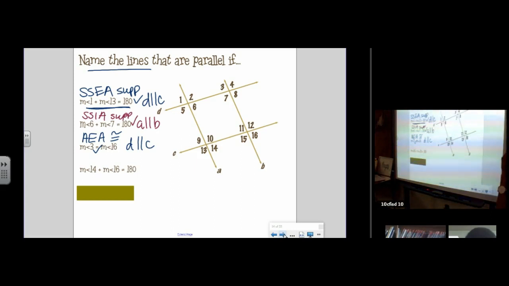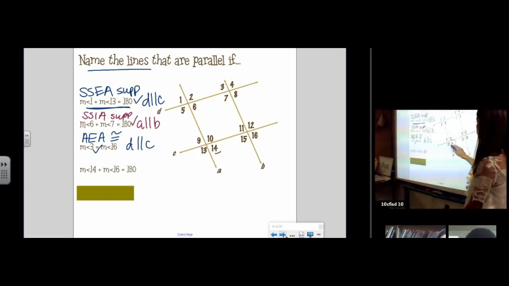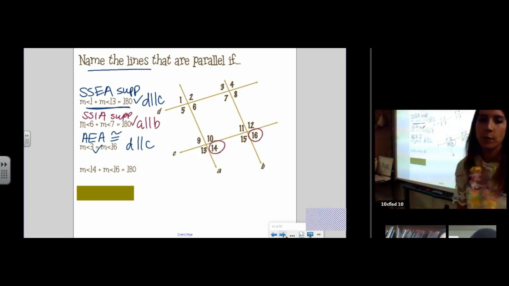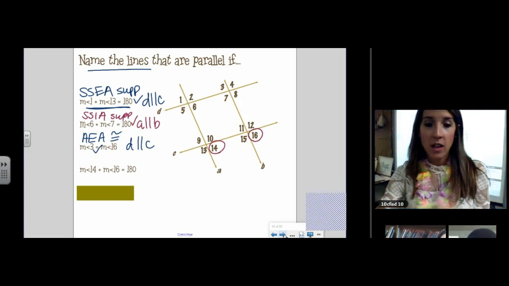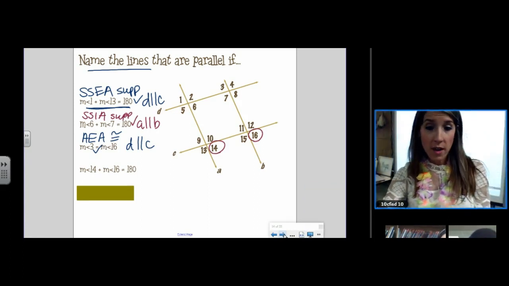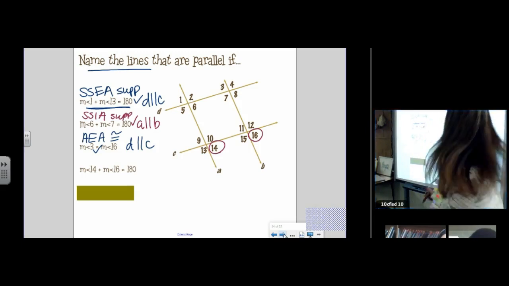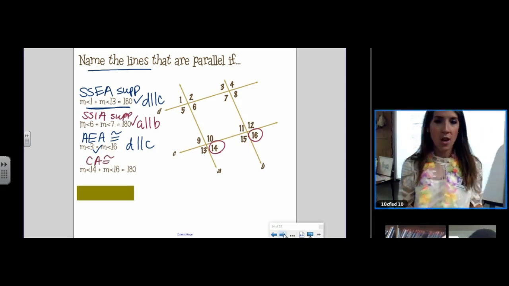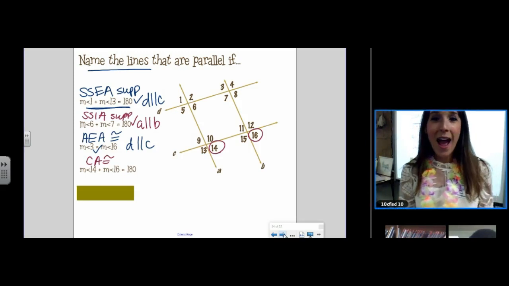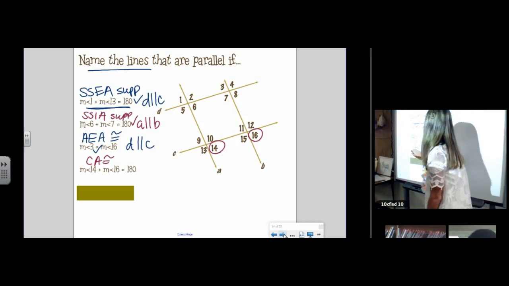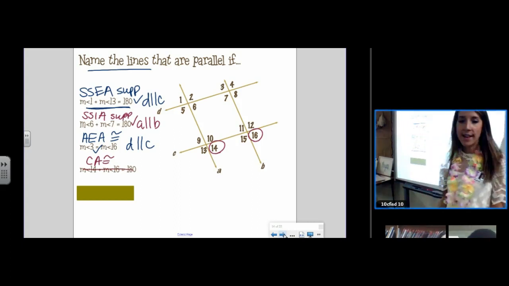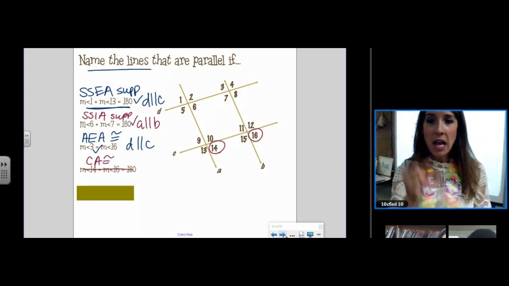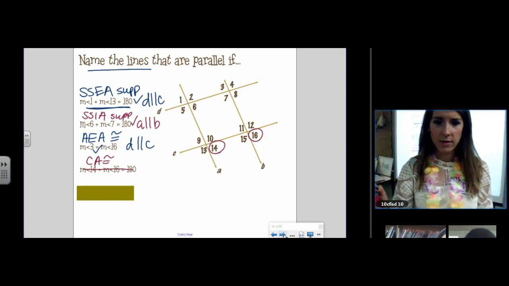14 and 16 are supplementary. What do you think? Good. Vocab word, corresponding angles. Corresponding angles are supposed to be congruent. Oh no, this doesn't fit the hypothesis of the theorem. So which lines are parallel? What do I write? Name the lines that are parallel.